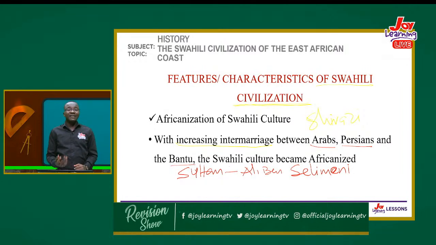Now, he, as an Arab, marrying the daughter of a Bantu ruler, what it means is that their son is now half Bantu and half Arab. Otherwise, half African, half Arab. Do you get it? Now, as this intermarriage went on, more and more of the population became of African descent because of the intermarriage between the Arabs, Persians, and the local Somali women.